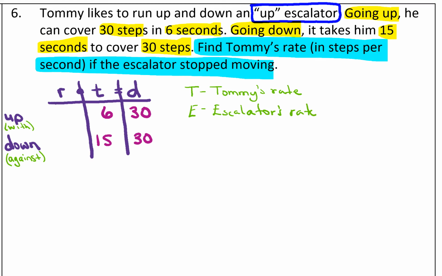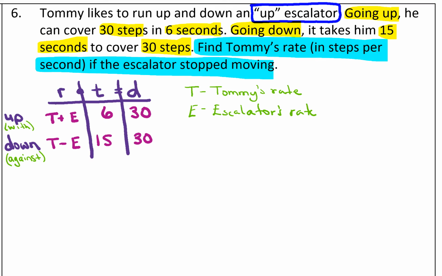So over here, when he goes up the up escalator, Tommy's rate and the escalator's rate work together to go faster, so they get added together. When Tommy goes down the up escalator, they work against each other, so the escalator's rate goes against Tommy's. And Tommy has to be going faster, otherwise he won't be able to actually go down the up escalator. He would just stay where he's at. So Tommy's rate has to be more than the escalator's rate.